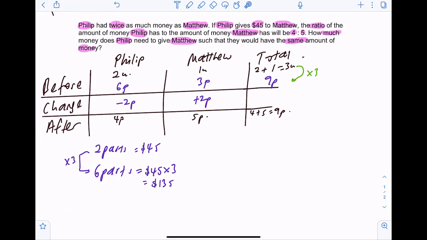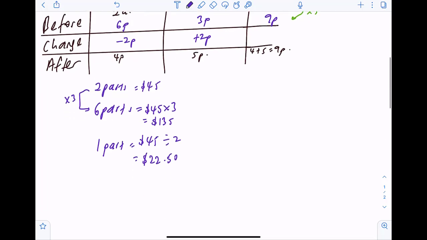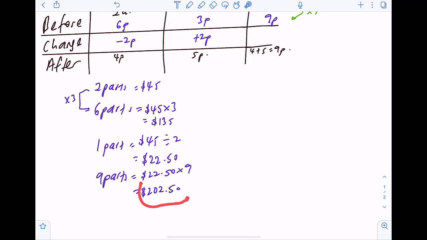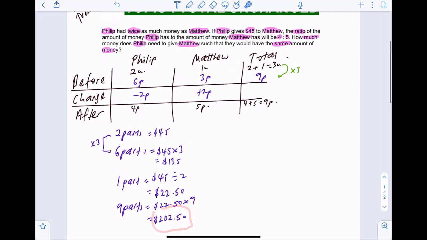And how much do they have all together? We need to know that because we need to divide this equally into 2 parts. Now, they have 9 parts altogether. So we find 1 part first. 45 divided by 2. That will be $22.50. Okay, and then we proceed to find the total amount of money. That will be 9 parts. 22.50 times 9. 202.50.